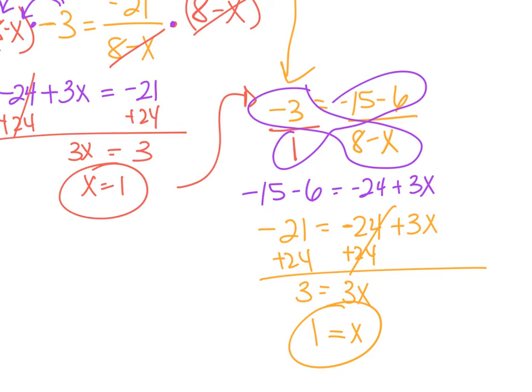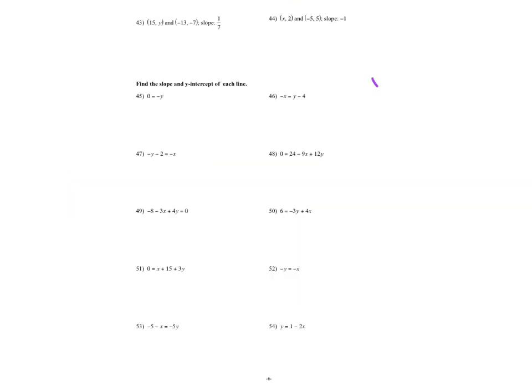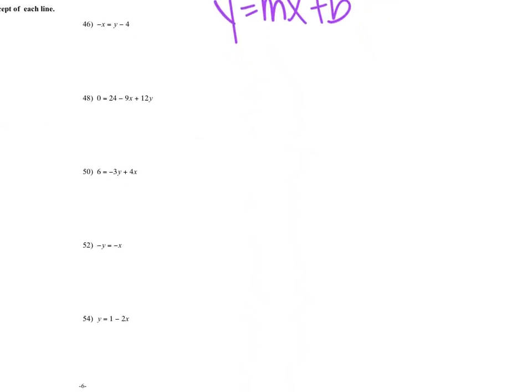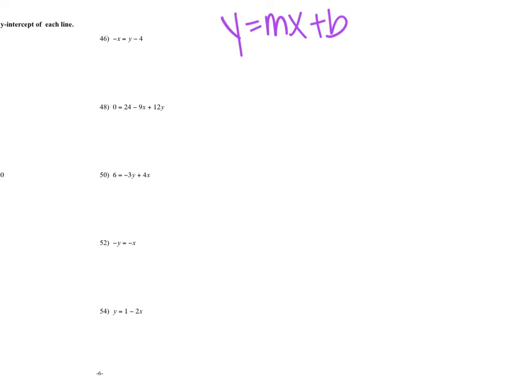Great, so we've made it now to the next section. It says find the slope and y-intercept of the line. And if you've been watching my video, you know that it's easy to find if it's in slope-intercept form, which is y equals mx plus b. But in this section, it looks like none of these problems are in this format. So we're going to have to move things around so that it looks like that.